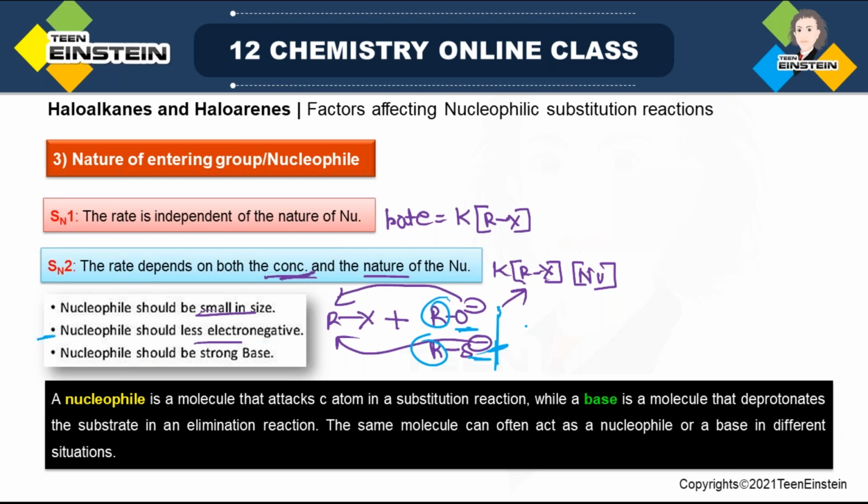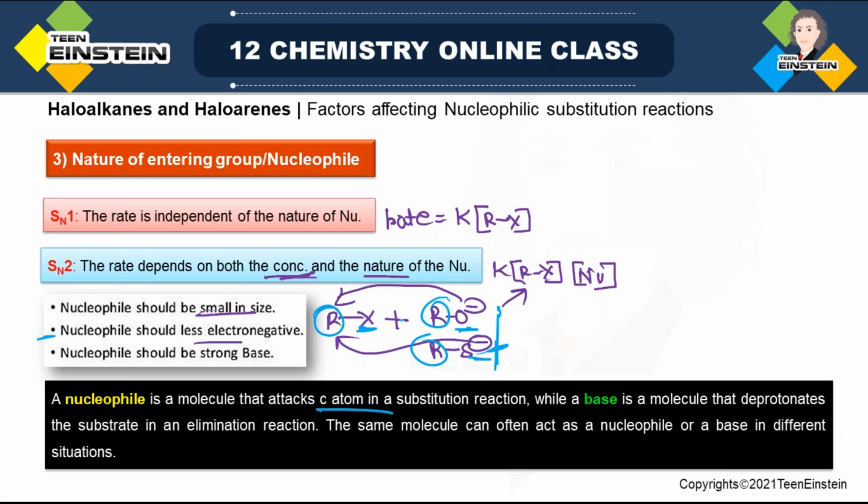Now here we will see the definition of a nucleophile and also the definition of a base, so that you can understand the difference between these two. A nucleophile is a molecule that attacks a carbon atom in a substitution reaction. We know a nucleophile is an electron rich species, so it will try to attack some electron deficient carbon. The carbon present in the alkyl halide, the R part, is electron deficient because of the presence of X. A base is also electron rich, just like a nucleophile.